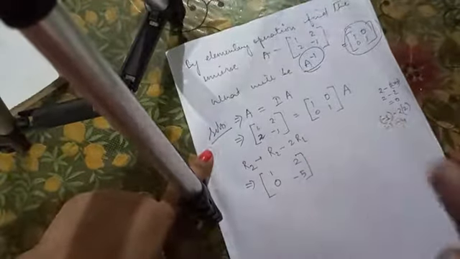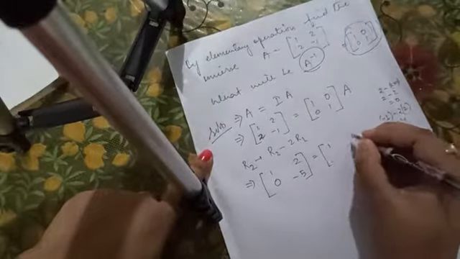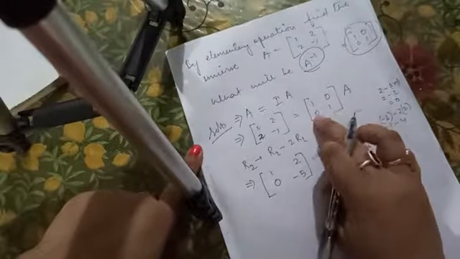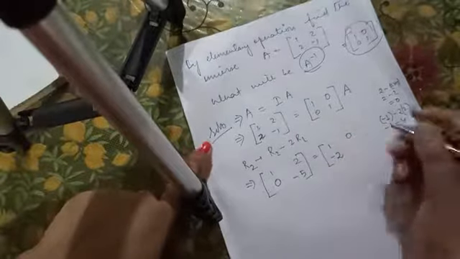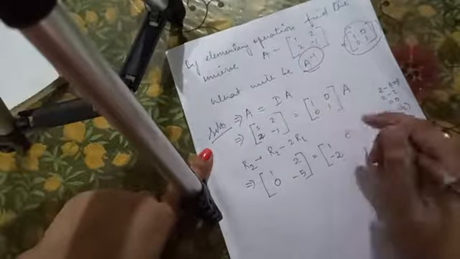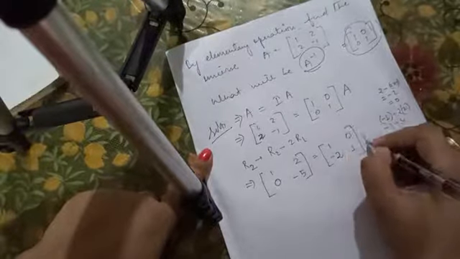What you do here, you have to do on the right hand side too. So row 1 will be unchanged. What will row 2 be now? 0 minus 2 times 1 will be minus 2. 1 minus 2 times 0 will be 1.